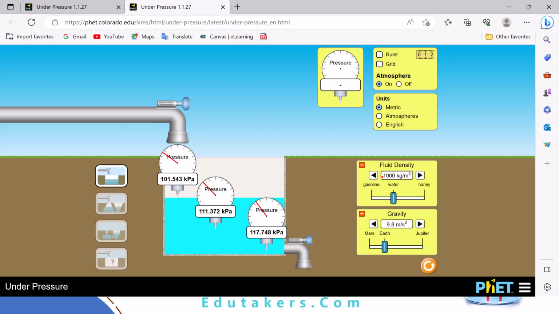After that, if I increase the density of the liquid, what would be the effect on the pressure? See here, I am going to increase the density. You can see accordingly the pressure value also changes. By increasing the density of the liquid, the pressure also increases. Now I am going to decrease the density, and you can see the value of the pressure also decreases. So I can simply say the pressure also depends upon the density of the liquid. The larger the density of the liquid, the larger the pressure.